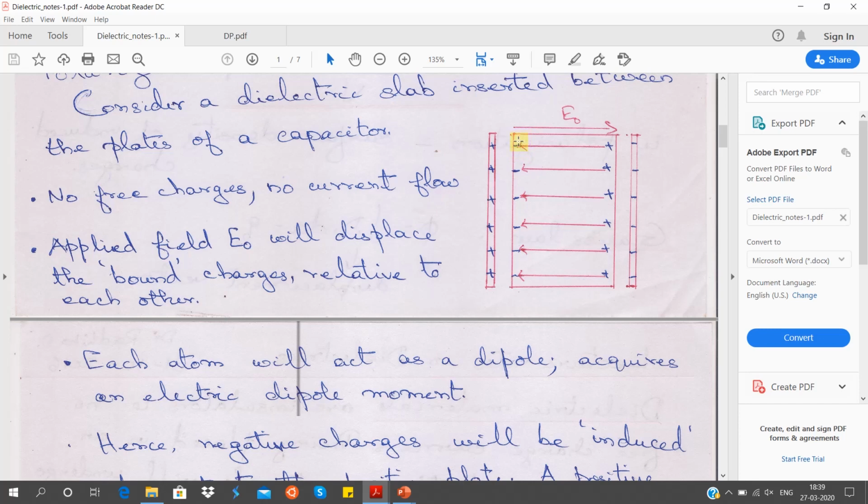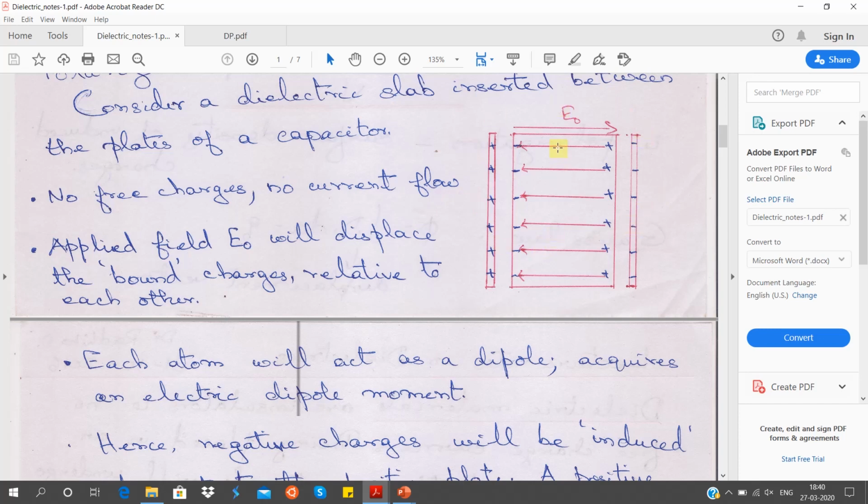That displacement results in negative bound charges on the left hand side and positive bound charges on the right hand side. As a result, you get many positive bound charges and negative bound charges. All the negative bound charges are close to the parallel plate that has positive free charges. All the positive bound charges are close to the negative free charges on the right hand side parallel plate.